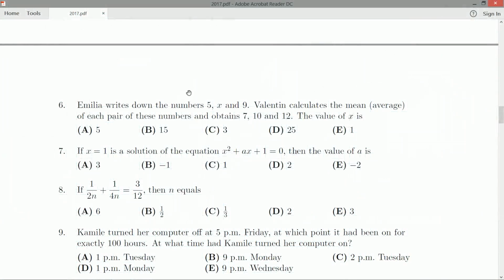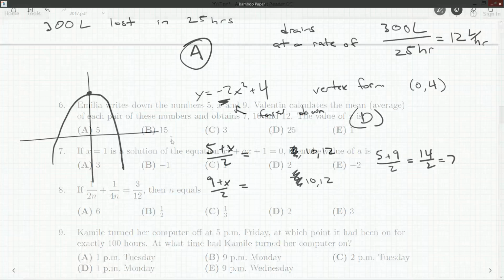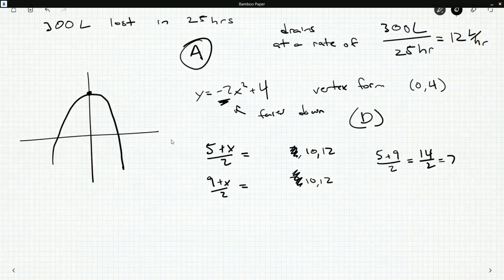Okay, so we did have two of the numbers that Emilia had, and so that gives us the average of 7. Now, what does this tell us? Well, the other averages are bigger, so I'd expect x to be bigger than 9. So already I could narrow it down to D or B as a potential answer, but we can do a little better than that.